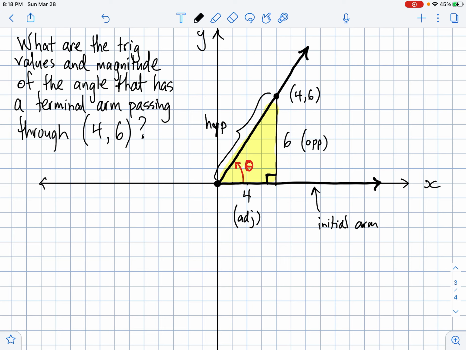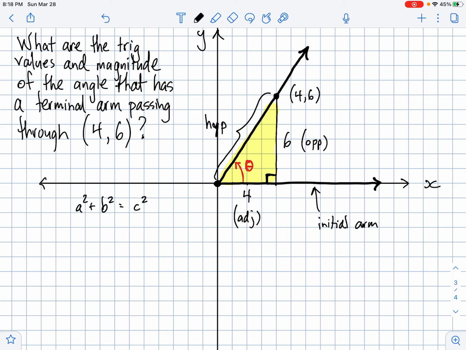Not the entire line, not beyond that point, just from the origin to that point. So from (0, 0) up to that point. How far is that? Well, we would use Pythagoras for that. It seems to be the easiest thing to do. And we're not going to use the calculator to round this off. If it ends up being a radical, we're going to leave it as a radical.